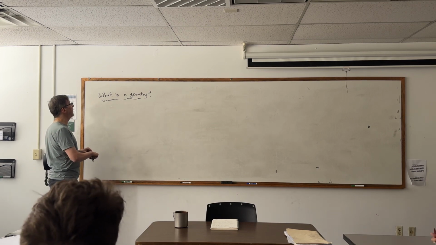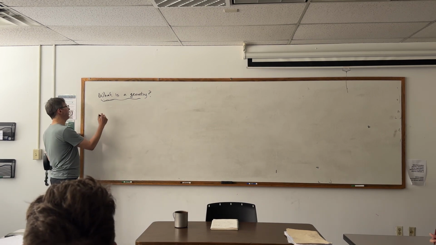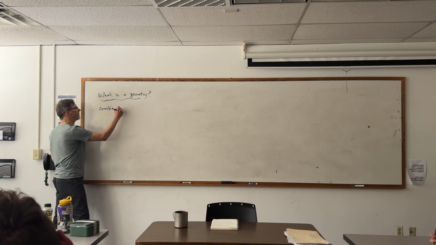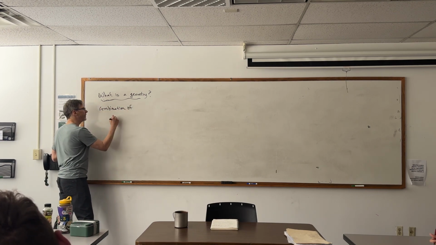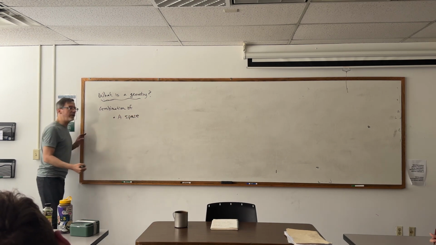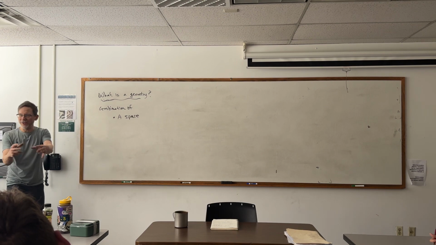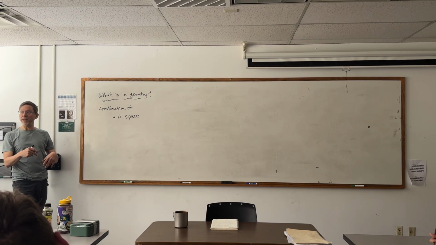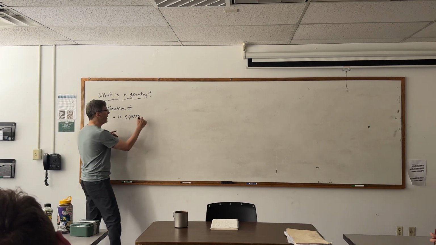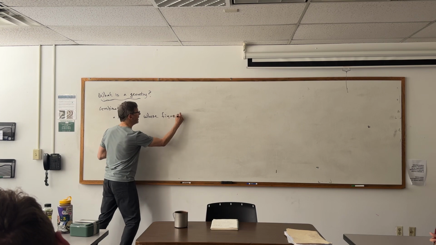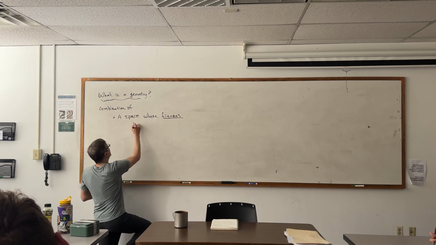Okay, what is a geometry? It's 2 things put together. It is a combination of a space where things live, triangles, circles, lines, stuff that people do geometry with. A space where figures, and I'm just going to go ahead and define that, figures live.